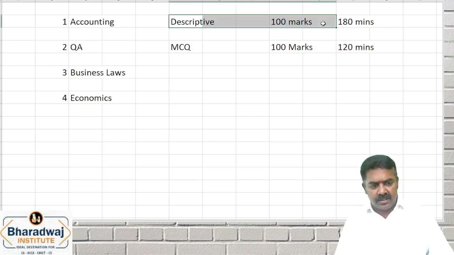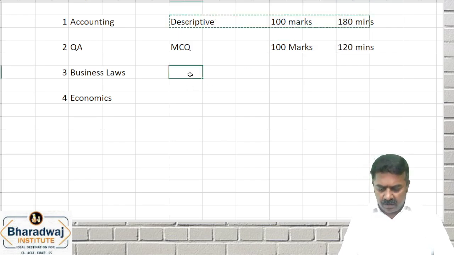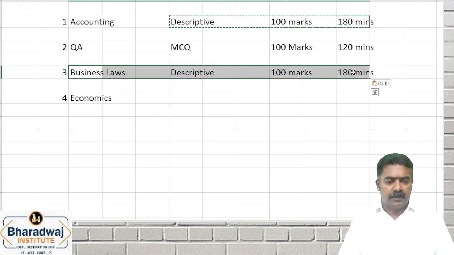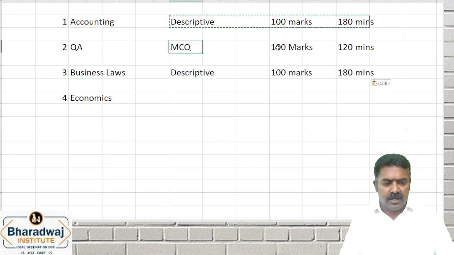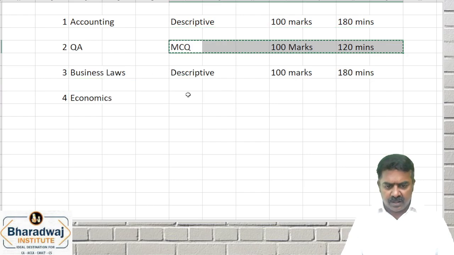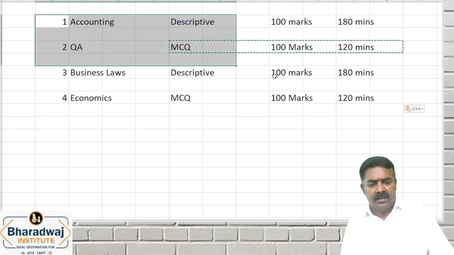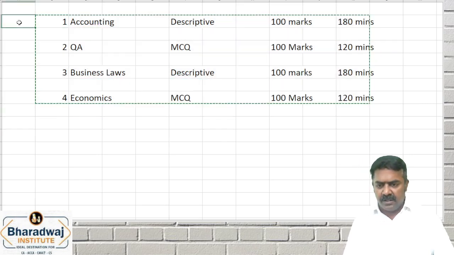Business laws, again a descriptive paper where the question answer type paper will be there, like any other theory paper. Economics is a multiple choice question paper that is for 100 marks. You have to solve it in 120 minutes. So this is the kind of paper that you are going to experience or write.